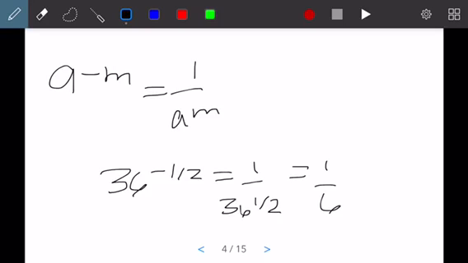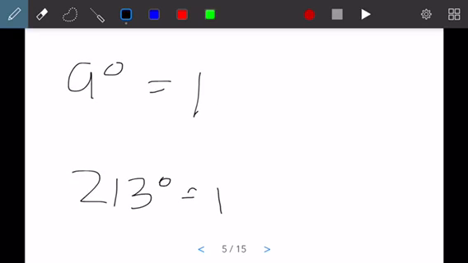And then next we have the negative exponent. Basically, you just do the reciprocal. So if you have 36 to the negative half, you do 1 over 36 to the half, which reduces to 1/6, because 6 is the square root of 36.